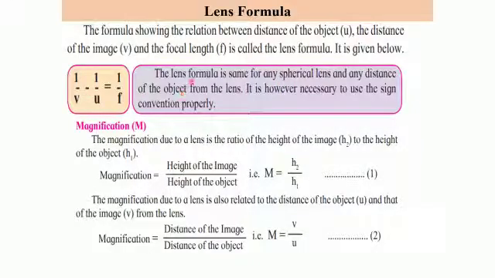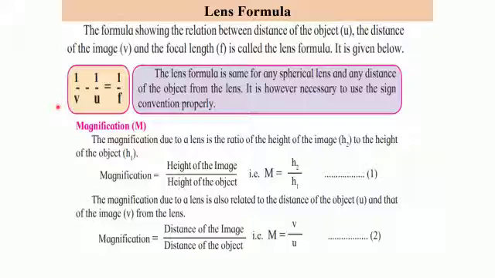So it is applicable for any spherical lens, concave or convex, and for any distance of the object from the lens. We have seen various distances at which the object is placed from the lens. So this formula is true for any distance of the object from the lens. It is, however, necessary to use sign convention properly. We have studied the Cartesian sign conventions for concave and convex lenses, and accordingly we have to make use of those sign conventions when we substitute the values of V, U and F.